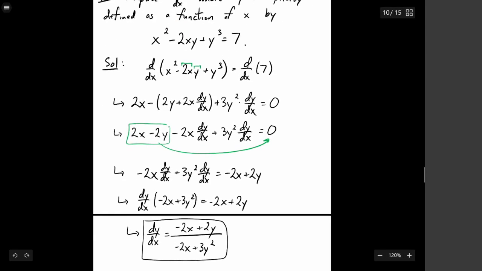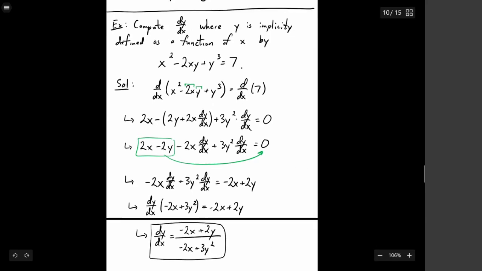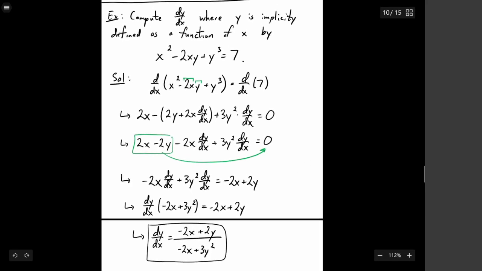So it's pretty interesting here. It avoids us having to explicitly solve for y to do a derivative. All right, so hopefully that makes sense, and we'll see you for the next one.